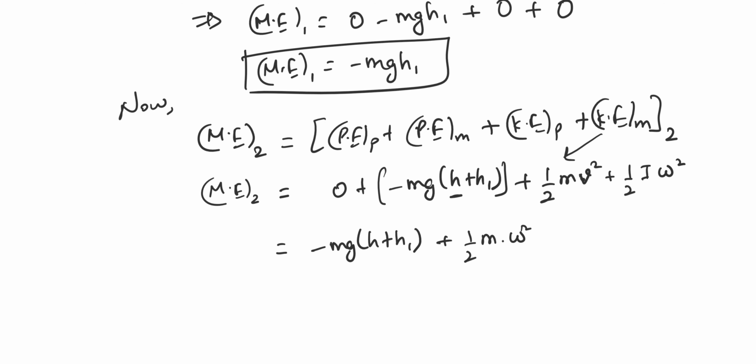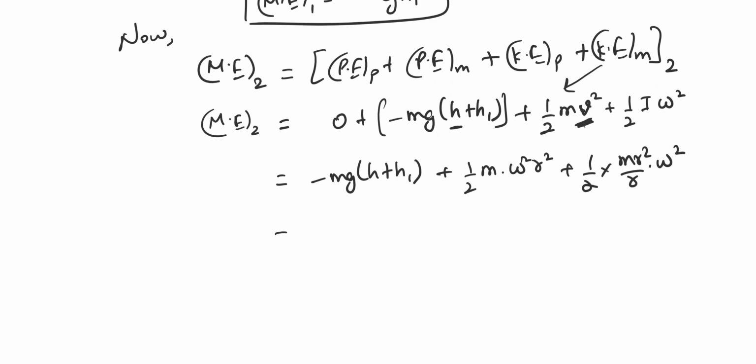Now v square can be written as omega square r square. This velocity is the velocity of the string, which is the same as the tangential velocity of the pulley, equal to omega r. Plus half I, where I is mr square by 2, times omega square. So we have minus mg(h plus h1) plus, taking mr square omega square as common, half plus 1 by 4, which gives 3 by 4 mr square omega square.